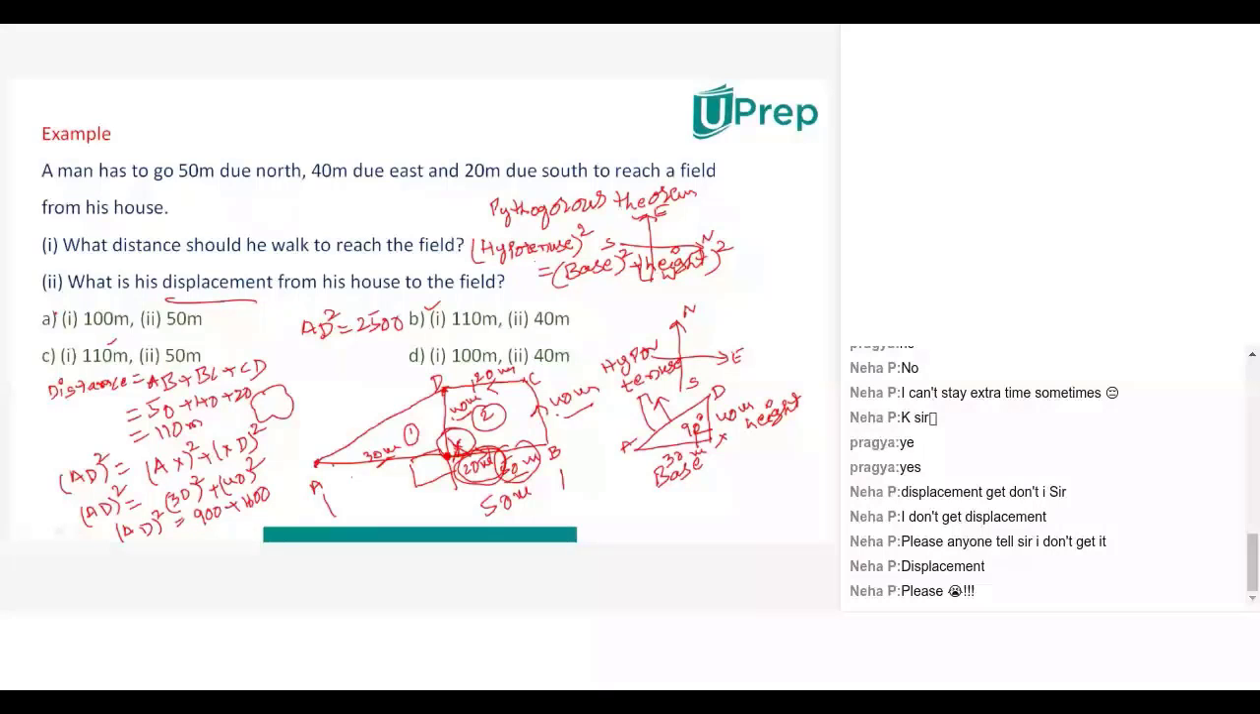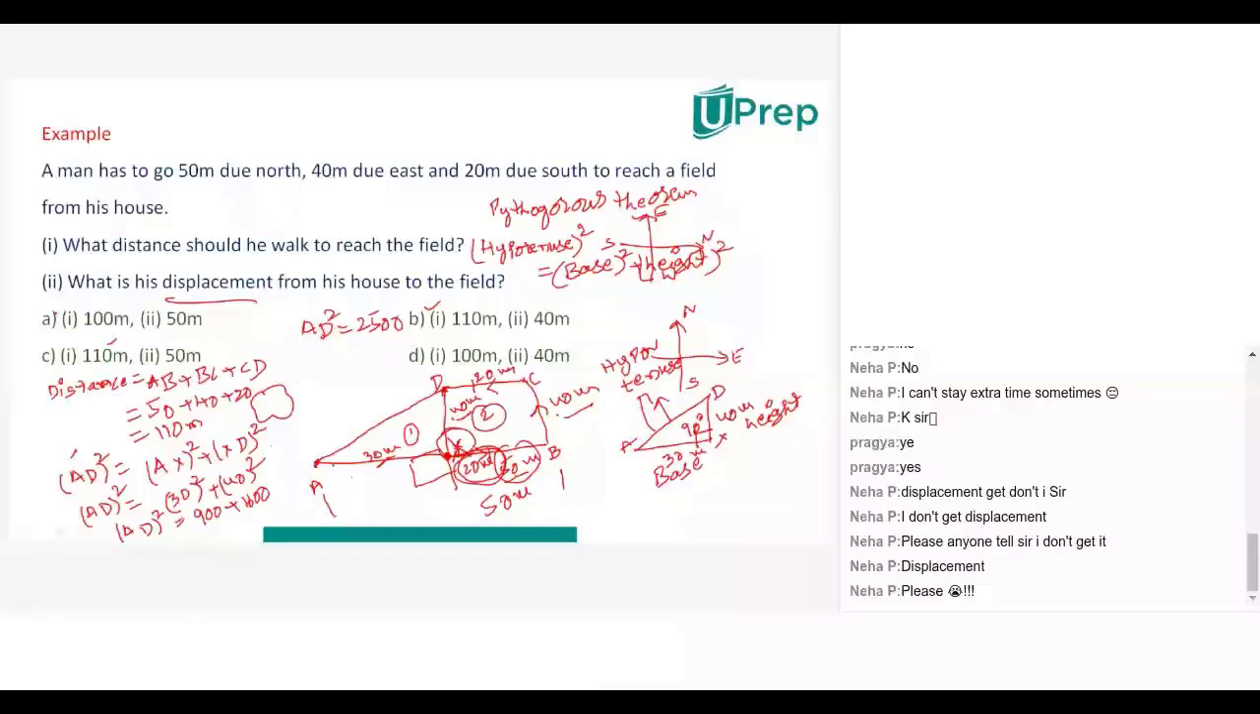Right. Hypotenuse means which one? AD. So that only I wrote here. Base is AX, height is DX. AD is the hypotenuse, isn't it? Yes, sir, AD is the hypotenuse.